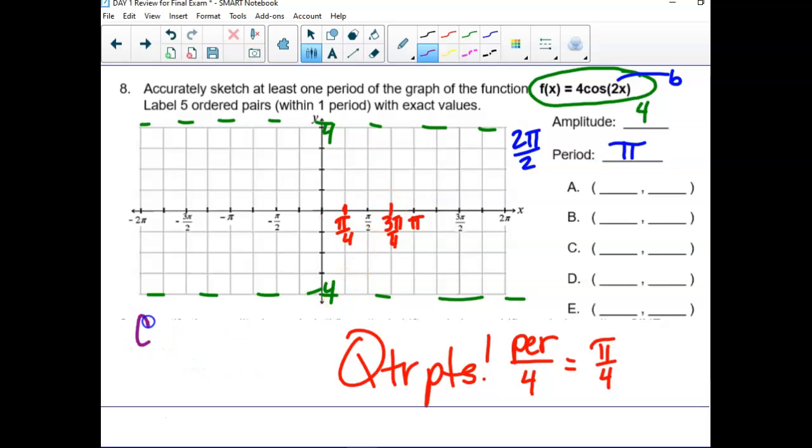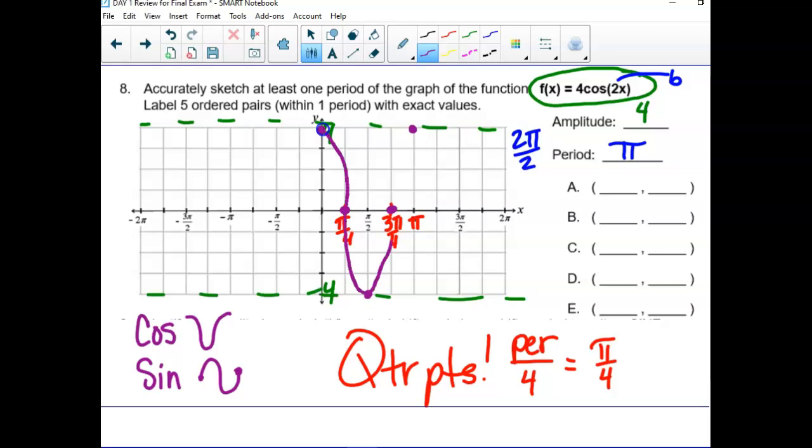All right, what do we have to know, though? Cosine versus sine. What is the cosine shape, guys? Yeah, it starts at the max, and the sine shape starts at the midline. So this particular one is a cosine. So you would start at the maximum value of 4. The first quarter point would hit the midline. The next quarter point would be the minimum. The next quarter point would be the midline again. And the final quarter point would be the maximum.